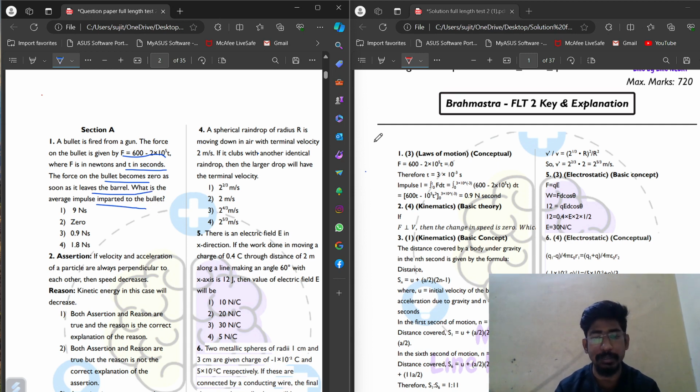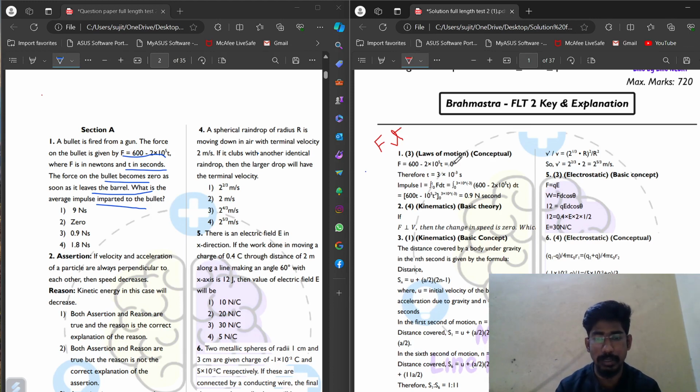Impulse is nothing but force into time, or you can say change in momentum. I think you all know that. It is solved in the previous parts, part 1, part 2, part 3, part 4. There are certain questions from impulse, so this topic, impulse, is important from laws of motion. You get the idea, right?